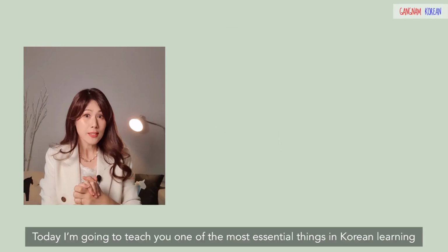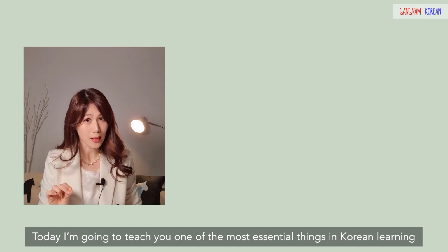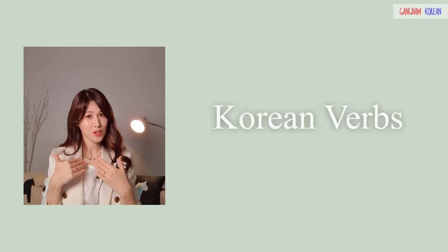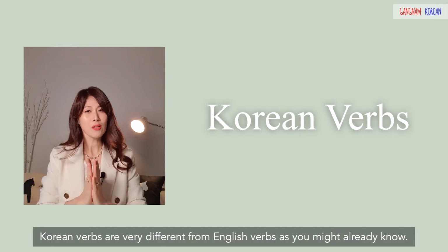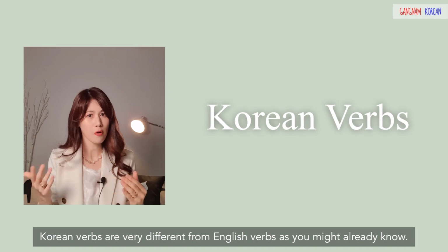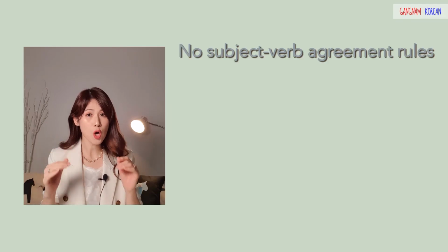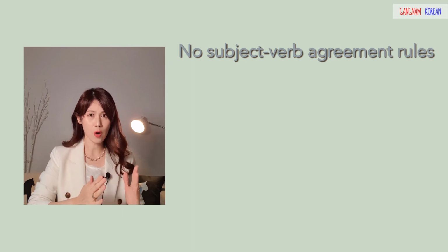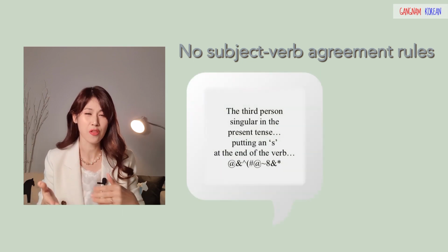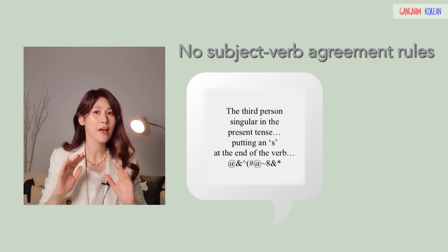I'm Juhi. Today I'm going to teach you one of the most essential things in Korean learning, which is about Korean verbs. Korean verbs are very different from English verbs, as you might already know. First, in the Korean language, there is no subject-verb agreement rule like the third person singular in the present tense, like putting an S after the verb, that kind of thing.